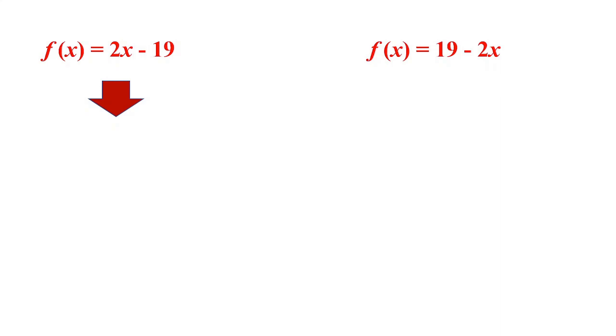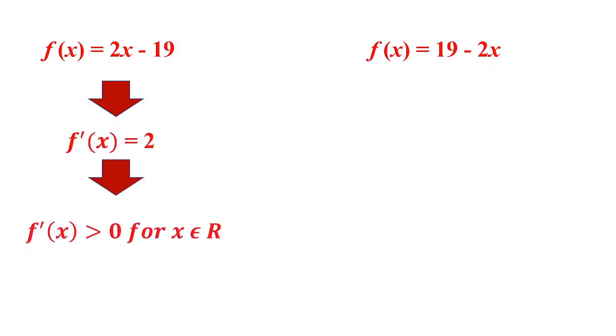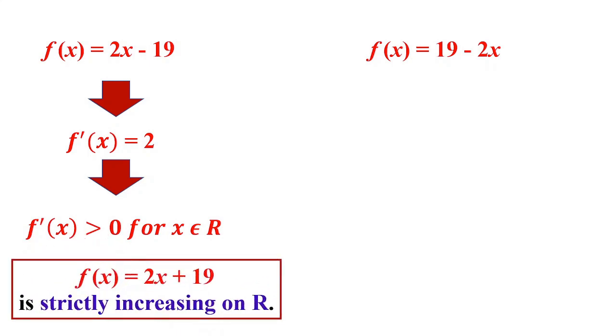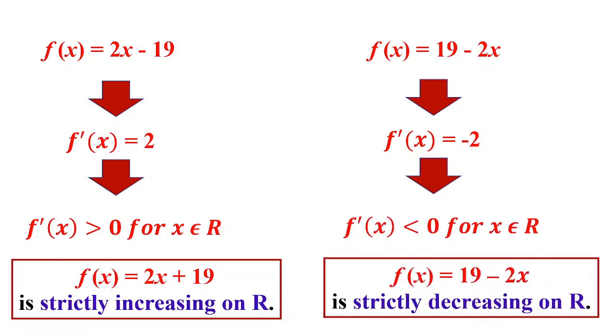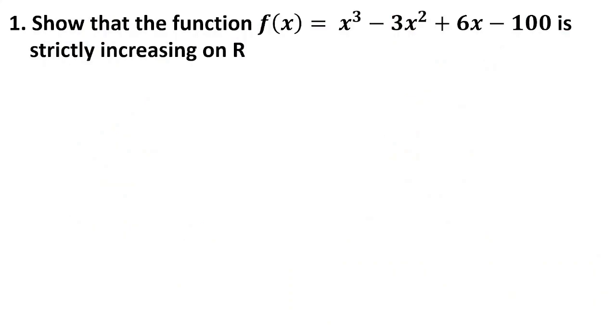Here, check how very easy it is to do it with the first derivative. I am finding f dash of x, it is 2, greater than 0, so automatically it is increasing. Now, when you take the other one, f dash of x is minus 2, less than 0, therefore it is decreasing. You see how easy it is when you use derivatives. Good. Let us go to questions now.